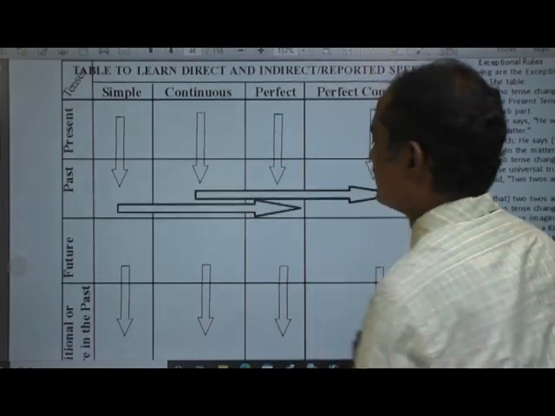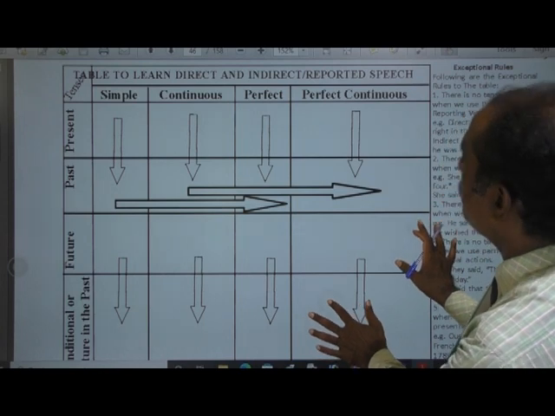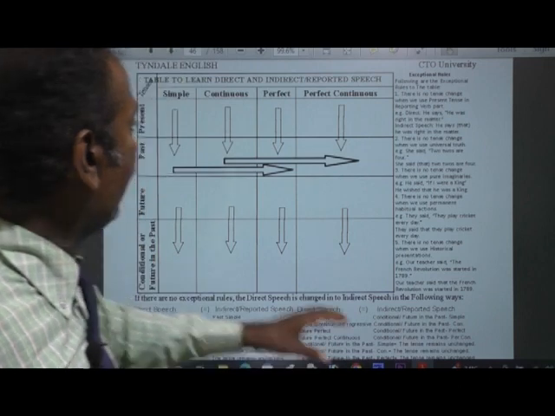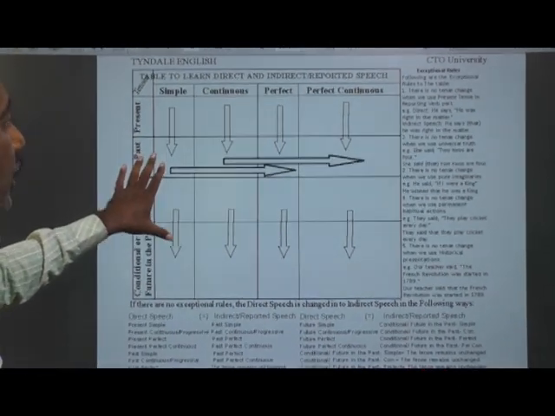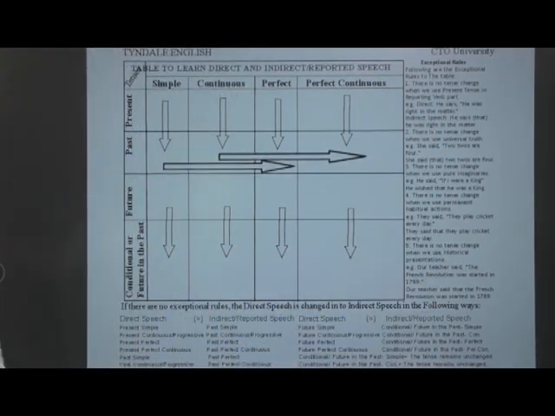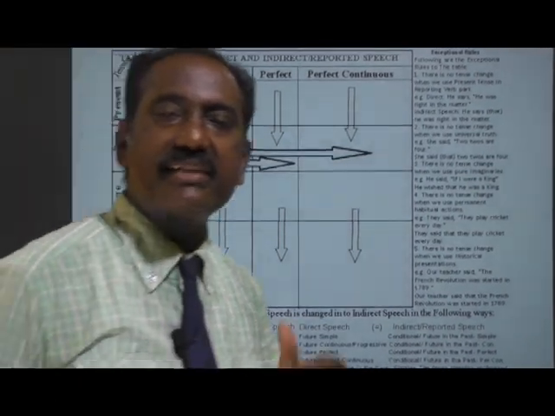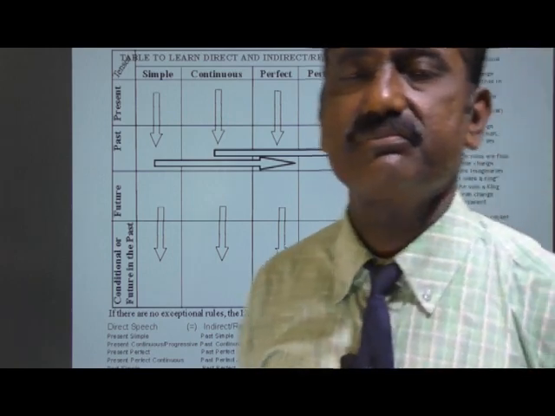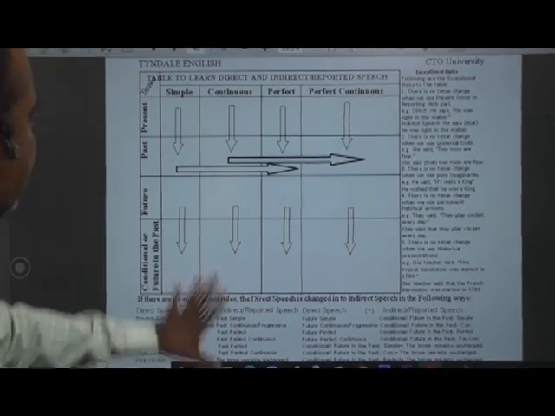While teaching in some schools and colleges, I prepared this table. If you learn, try to zoom if possible. If you learn the small table once, and these 5 exceptional rules once, you can make or prepare any direct and indirect narration, that means reported speech, within a few minutes. It is not at all a big task to learn direct and indirect narration.